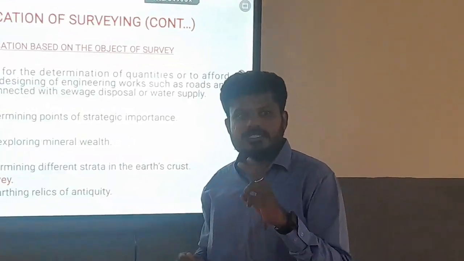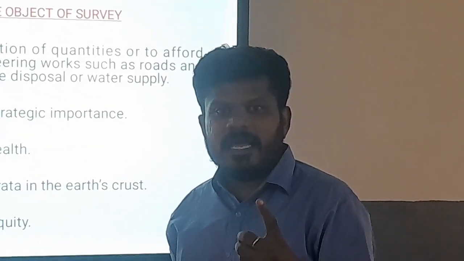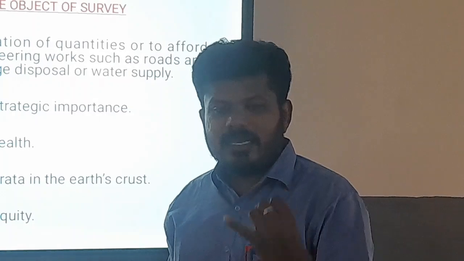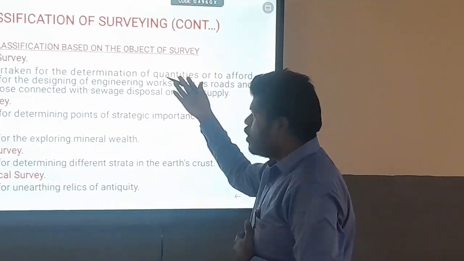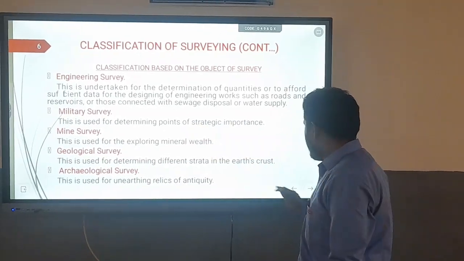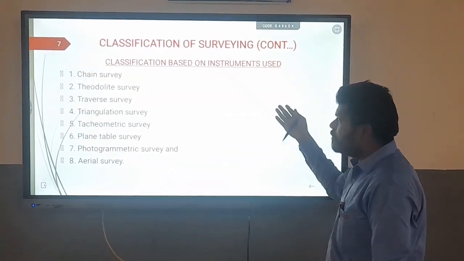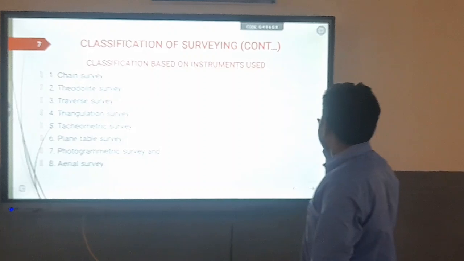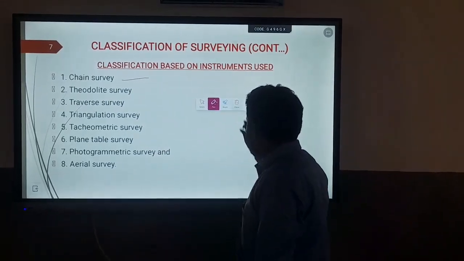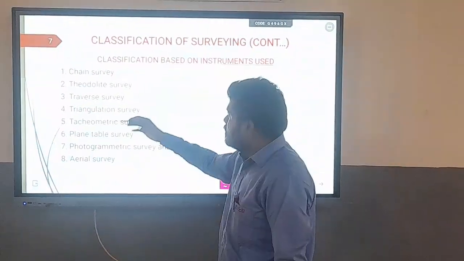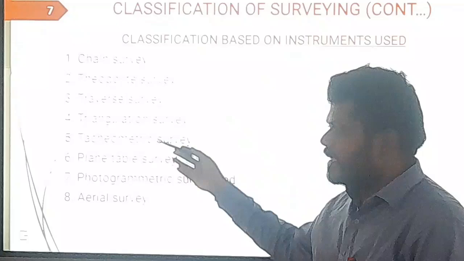So up to now we have discussed two things. One is based upon the land. In land we have three categories: land survey, marine survey and astrological survey. Based upon the object we have five categories, and we also have categories based upon the instrument. This is a very important thing here. Chain survey has different types of categories based upon the instrumentation: chain survey, theodolite, traverse, trigonometry, plane table, and aerial and photographic.